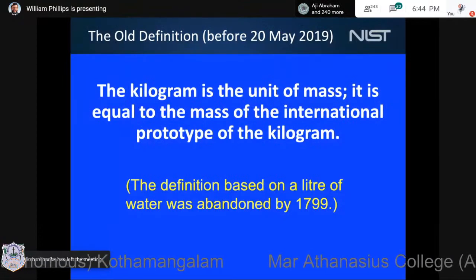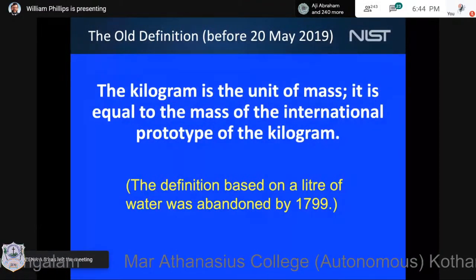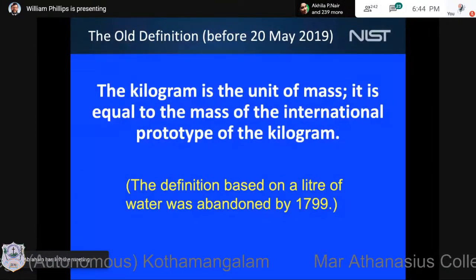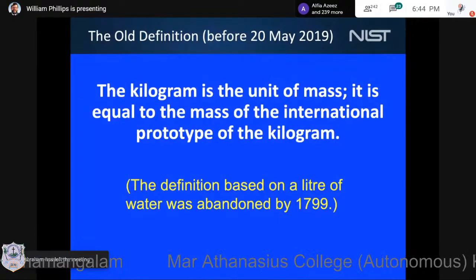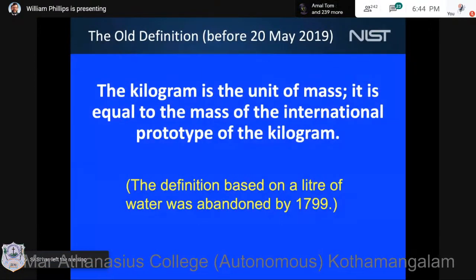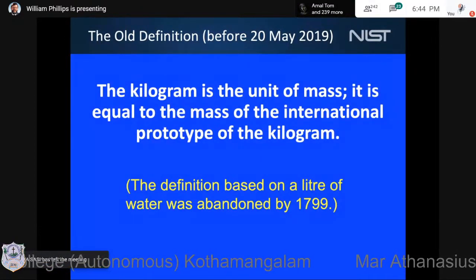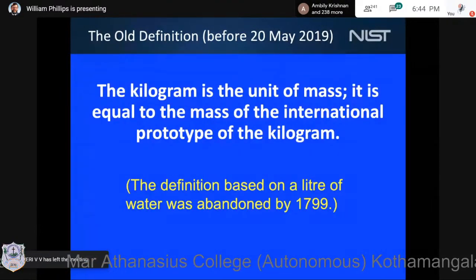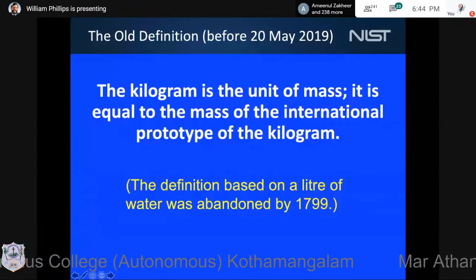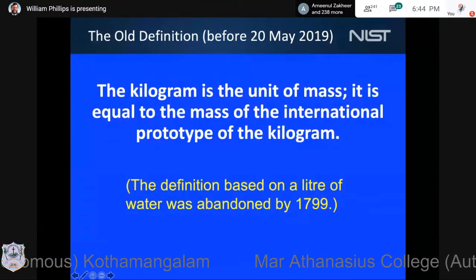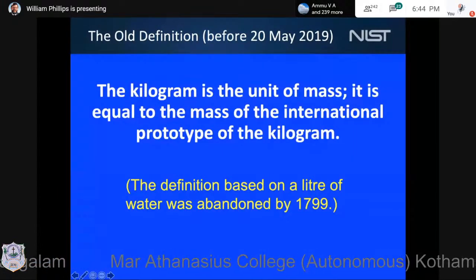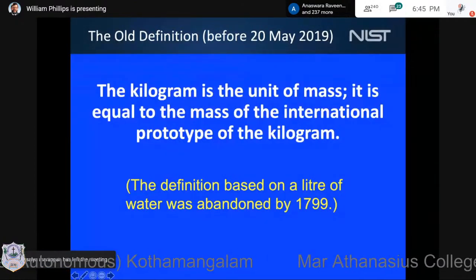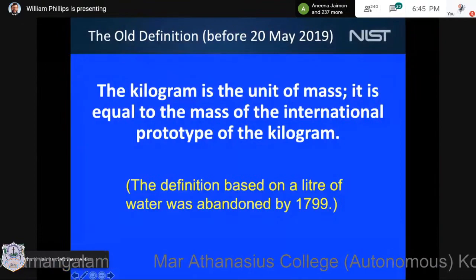And so they came up with another definition of the kilogram, one that is very similar to the definition they used for the meter. They made an artifact. They made a piece of metal that was as close as possible to the mass of a liter of water. And they called the mass of that piece of metal a kilogram. And this definition, until a little bit more than a year ago, was the definition of the kilogram, that the kilogram is the mass of the international prototype of the kilogram, a single piece of metal.